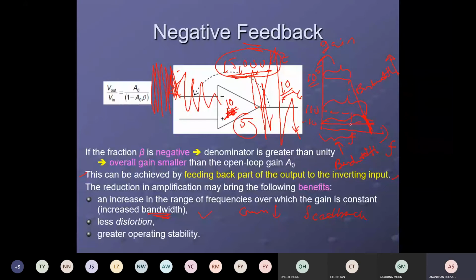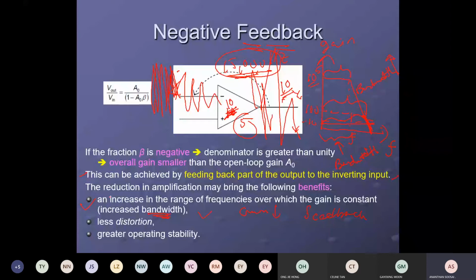How to get a big bandwidth? You drop the gain. How do you drop the gain? By doing feedback. Okay, so that's the first benefit. First benefit is what? The bandwidth can be increased by reducing the gain. Just reduce the gain by doing feedback.